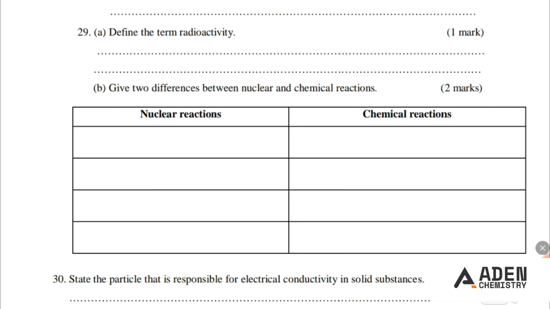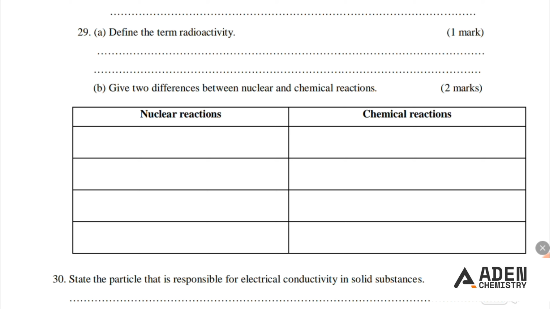In question number 29, part A, we are told define the term radioactivity. And radioactivity is the process by which unstable nuclide breaks up to yield another nuclide of different composition with the emission of radiation in form of particles and energy. Part B, we are told give two differences between nuclear and chemical reactions. Number one, first of all, we talk about the location. We are going to say nuclear reactions take place within the nucleus and involve protons and also neutrons. But when we're talking about chemical reactions, they take place in the outermost energy level containing valence electrons.